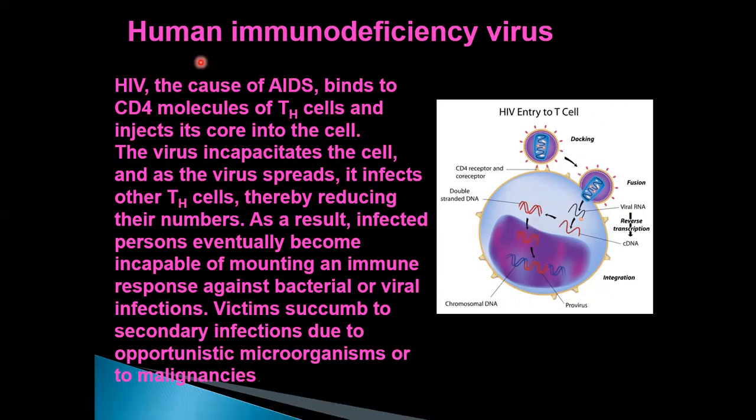Why? Because the immunodeficiency virus binds to the CD4 plus molecule and injects its DNA inside the cell, and more and more viruses are made. So the cells become incapable, they become inactive. They cannot be activated now. So the CD4 plus cells, or T helper cells, are attacked by the AIDS virus.